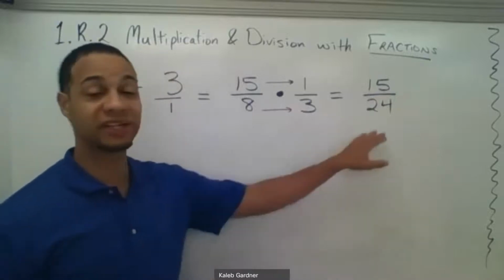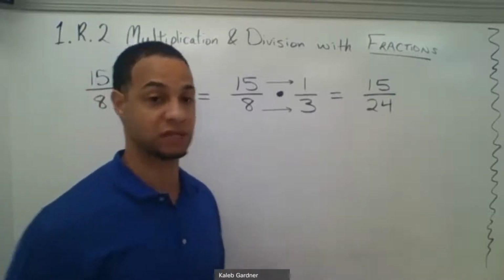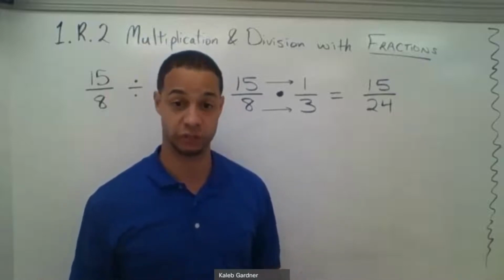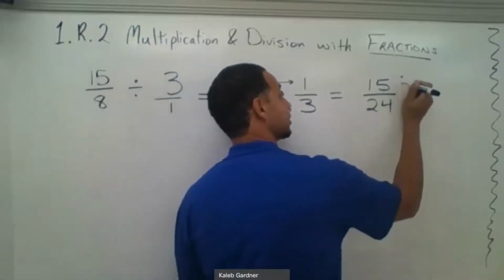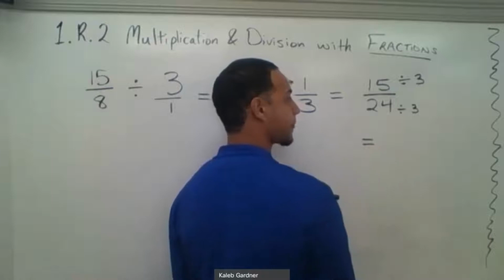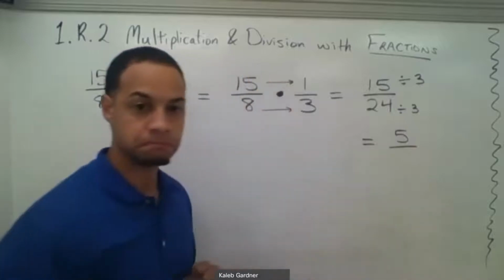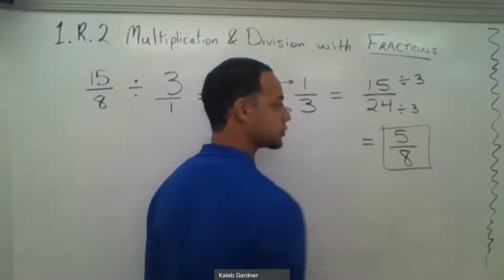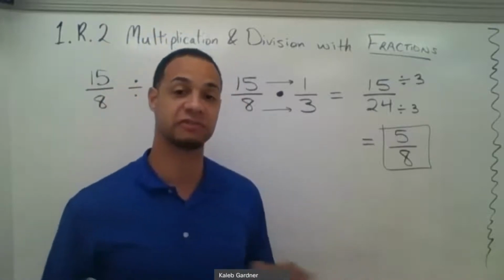All right. Now we need to check and see if we can reduce. Is there any number that divides into 24, nice and clean like, and also into 15? The answer is yes. So we're going to reduce by 3. 15 divided by 3 is 5. And 24 divided by 3 is 8. We can't reduce any further because both of these numbers no longer have anything in common that can be divided into both of them.